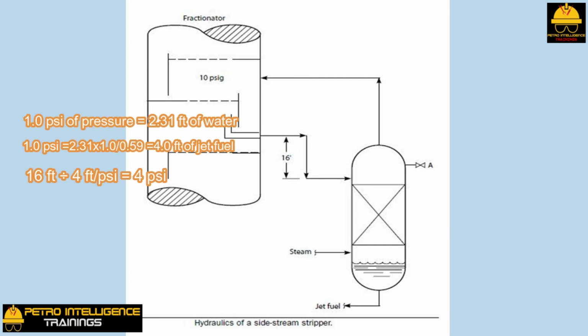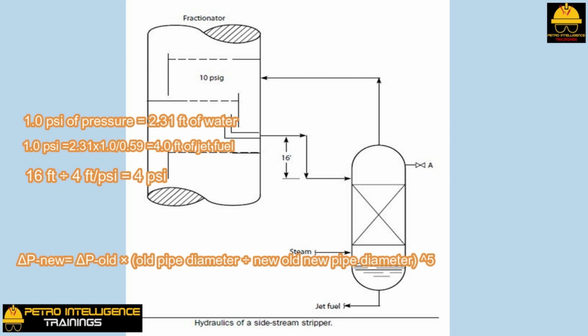To correct this problem, he designed a larger diameter vapor line connecting the stripper to the fractionator. Pressure drop through piping varies as follows: delta P new equals delta P old times old pipe diameter divided by new pipe diameter, raised to the power of 5. Changing the vapor line from a 3-inch pipe to a 4-inch pipe reduced the line's pressure drop from 3 to 0.7 psi. This permitted the stripping steam flow to be increased to the stripper, without impeding the jet fuel flow from the fractionator. The higher stripping steam flow efficiently removed the contaminant naphtha from the jet fuel product.